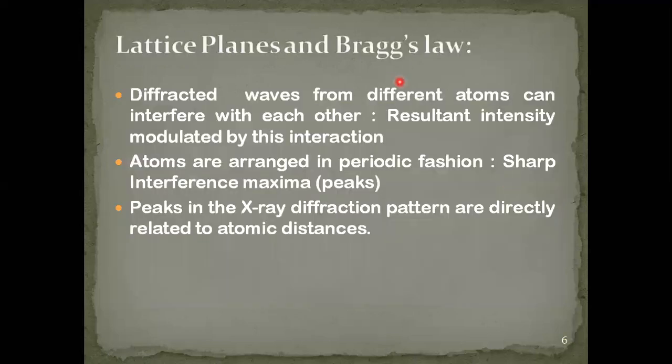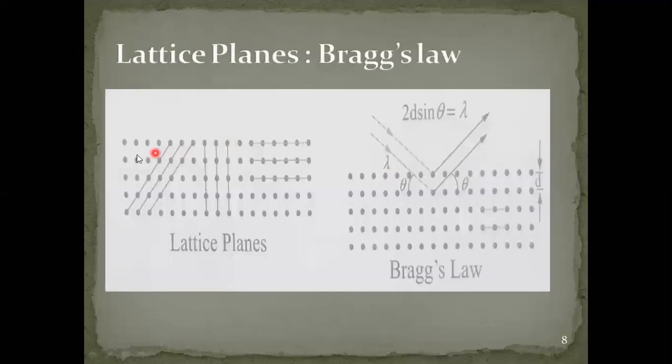Before that, we are going to see Bragg's law, which is very important, and without this Bragg's law, there is no XRD or structural analysis. So what is Bragg's law? First of all, atoms are arranged in a periodic fashion. See how the atoms are arranged in the crystal. In a periodic fashion, there will be the same interatomic distance. This one is called one lattice plane. This one is called the second lattice plane, third lattice plane, and so on.